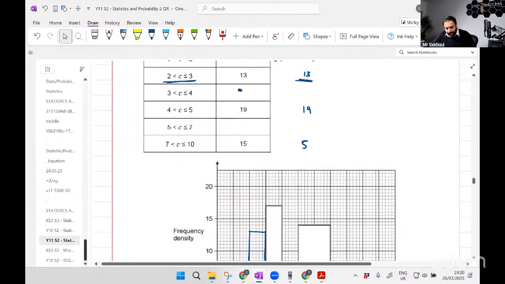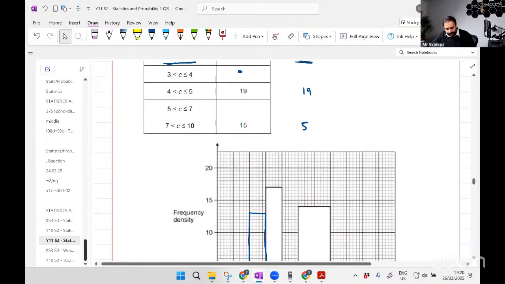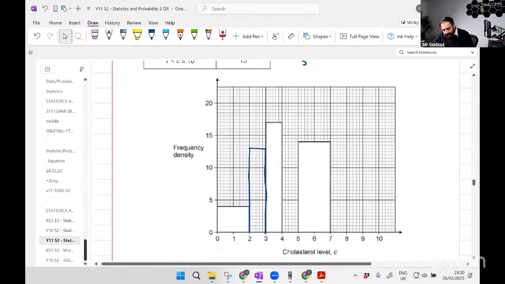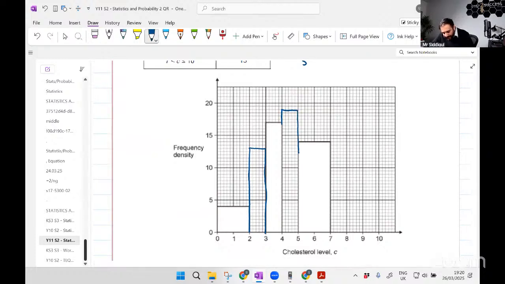The 3 to 4 we'll come back to. The other missing bar is 4 to 5. 4 to 5 goes up to 19. So you would continue here, go up to 19 and down. And then that's that one done.